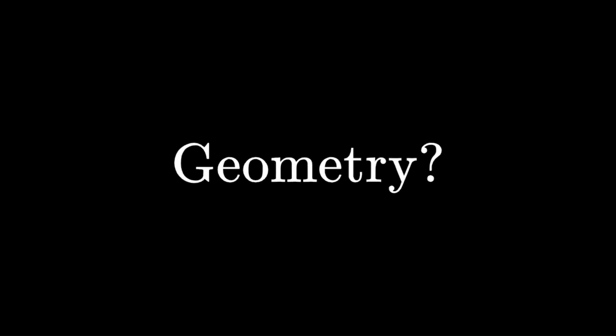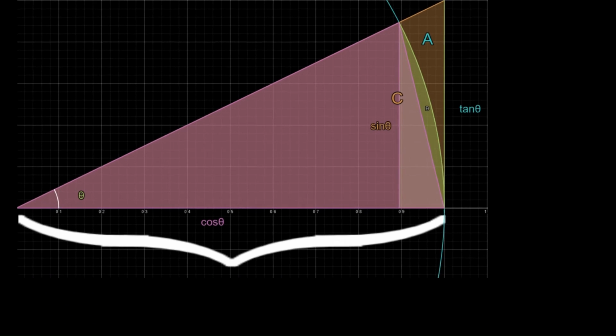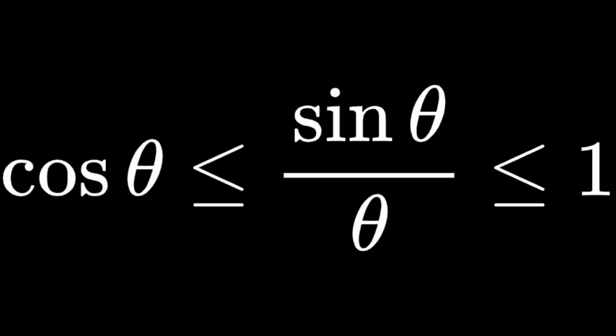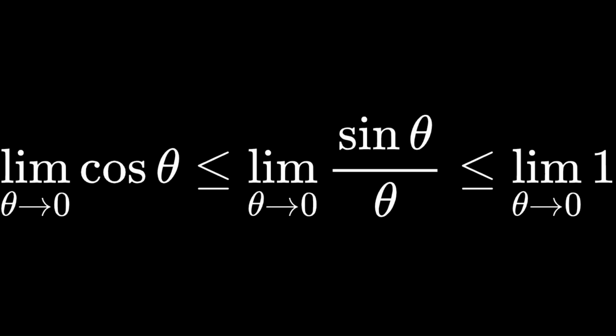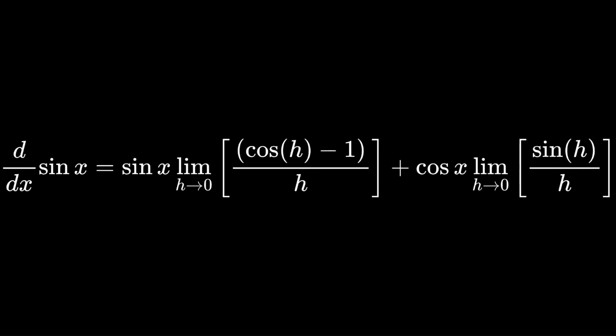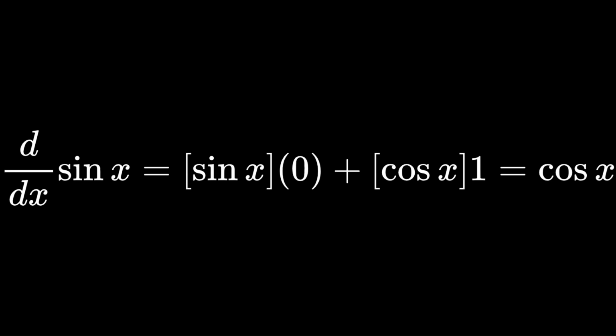To prove this limit, you can use some geometry. By constructing a unit circle and line with angle theta, we can construct these three shapes. By seeing that the area of these three shapes are in descending order, you can use some algebraic manipulation to get sine of theta over theta to be in between 1 and cosine of theta. Taking the limit as theta goes to 0 gives the result to be 1. Plugging this back into our original problem gives the derivative to be cosine of theta.